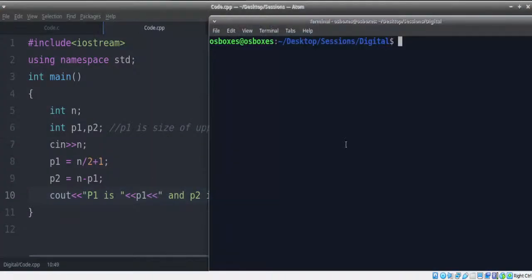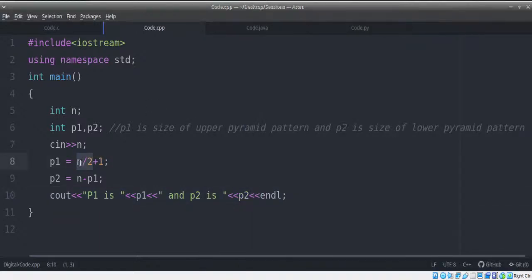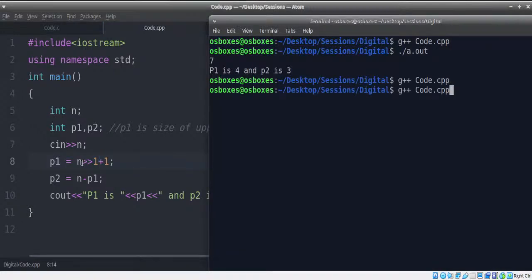Now, if we run this, let's compile this and run this. We're going to get something like, if I give 7, I'll get P1 is 4, P2 is 3. Now, as I pointed out earlier, instead of dividing by 2, you can do right shift by 1. If you do right shift by 1 and run this, if I give 7, I'm getting something wrong here. It's not supposed to be this.